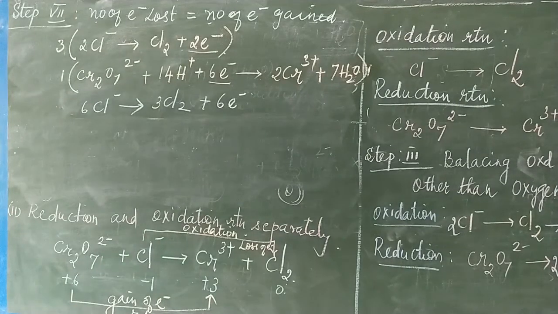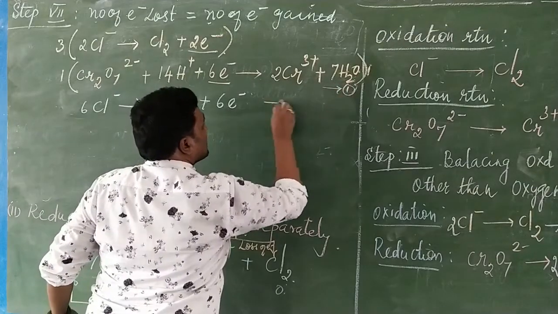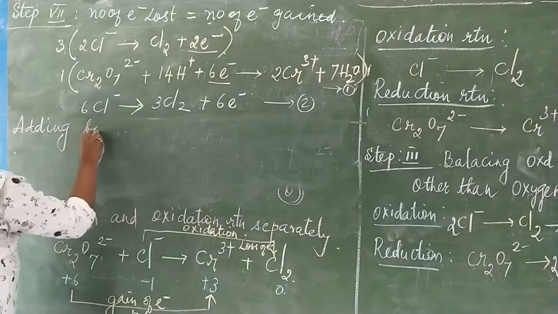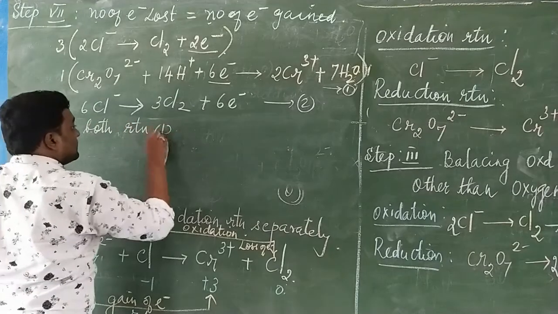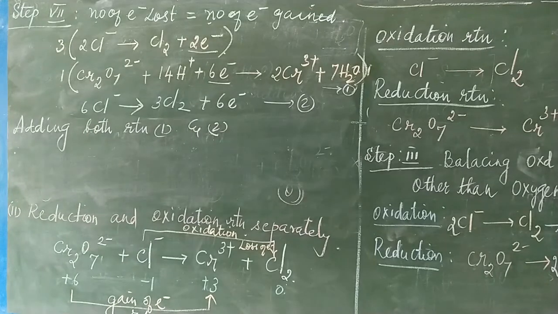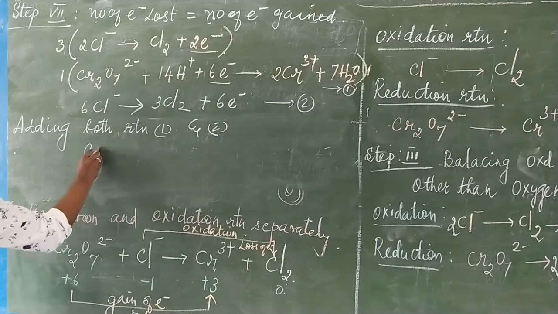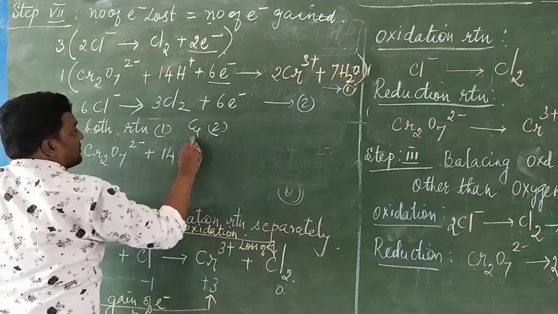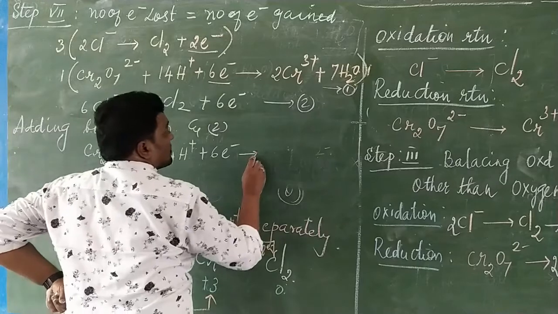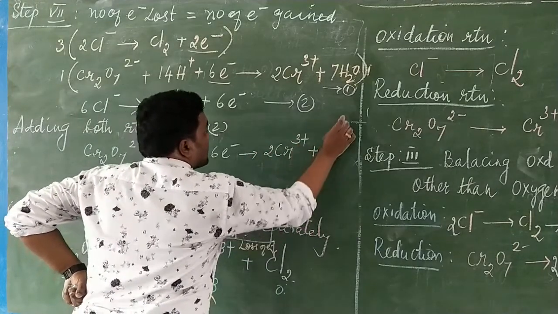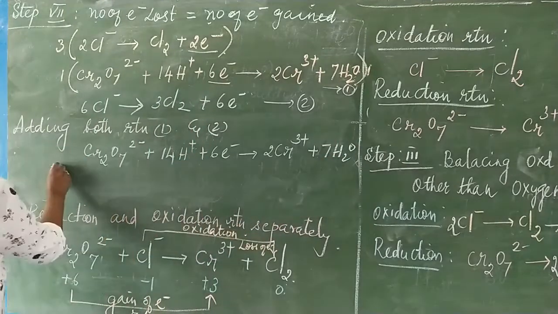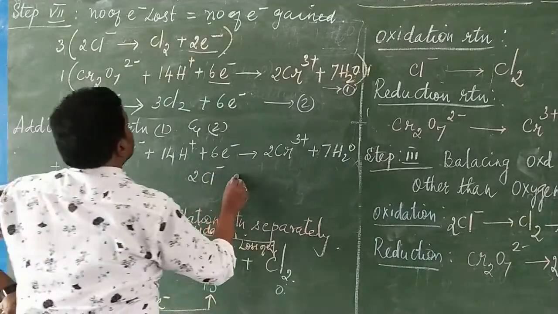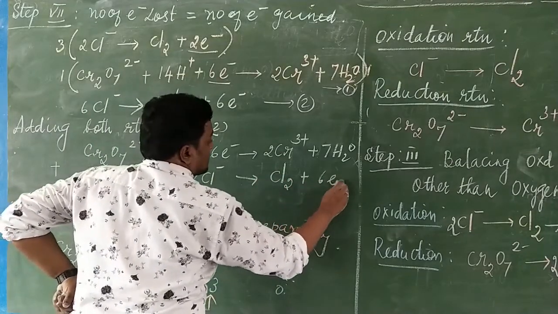Connect the reaction now. This is first reaction and this is second reaction. Add both reaction 1 and 2. Now what will happen? Add, that is, Cr2O7 2 minus plus 14H plus 6 electrons gives 2Cr 3 plus 7H2O, plus what we have, 2Cl minus gives Cl2 plus 6 electrons.